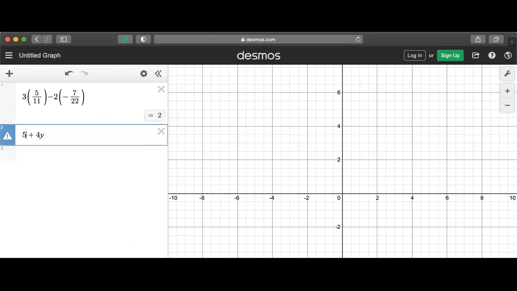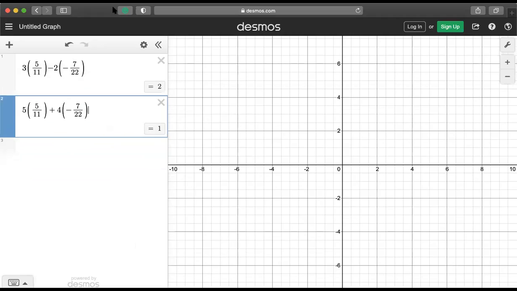Now let's try the second problem. Let's put 5 over 11. And then the other one was negative 7 over 22. And I got 1. So when I double checked and plugged this x and this y into each equation, I got a true statement. Because the first one, the 3x minus 2y, does equal 2. And then the 5x plus 4y equals 1. Okay, so let's switch back.